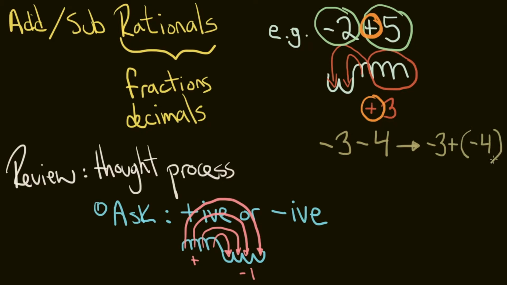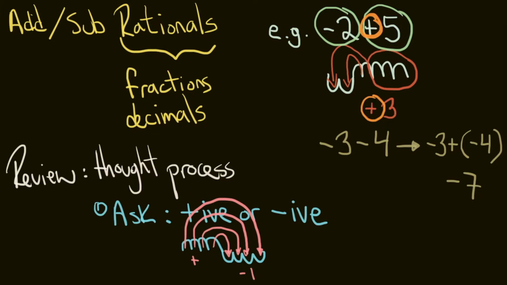Now this way is much easier because when you see this, your brain says, I have 3 negatives and I'm adding 4 more negatives. So just logically, how many negatives do you have? You just have negatives. Your answer is negative 7. Just logically when you kind of think about that.